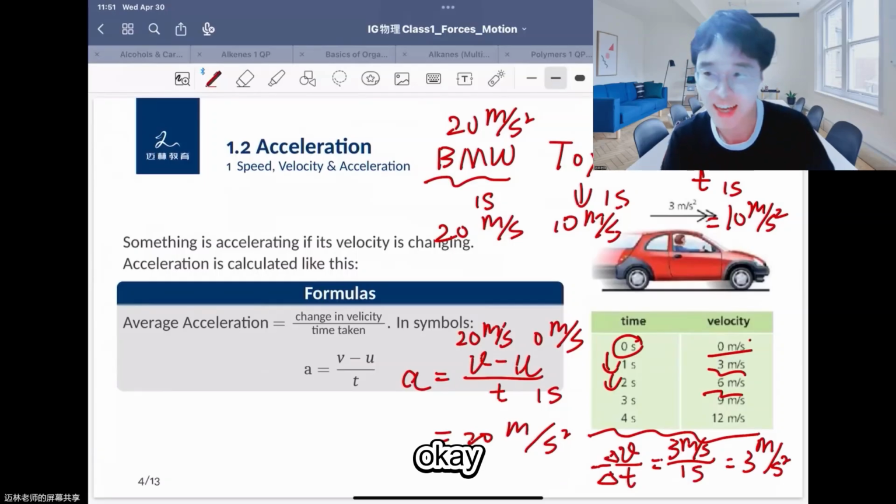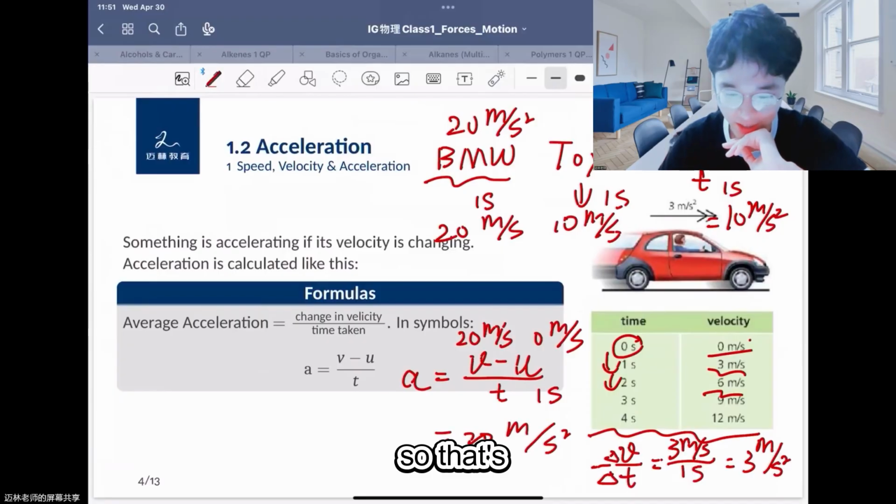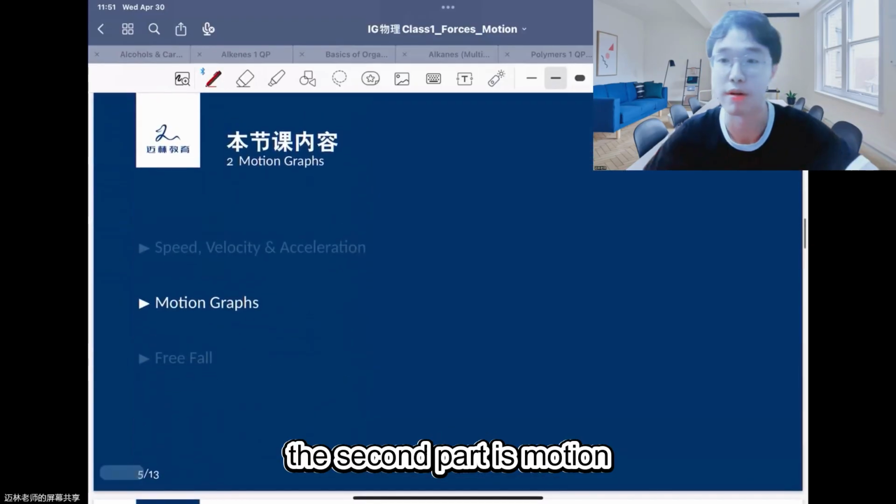Right? Okay, have you understood all of the above? Okay, so that's moving on to the second part, which is the motion graph.